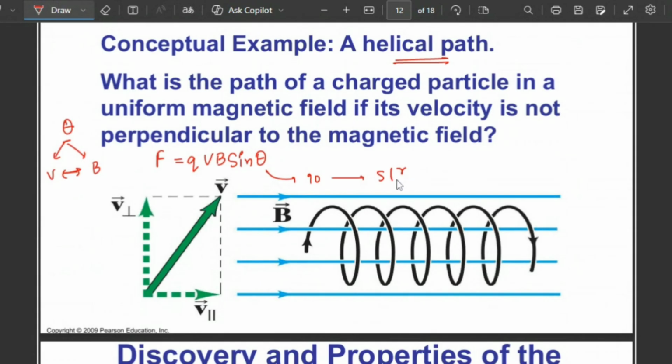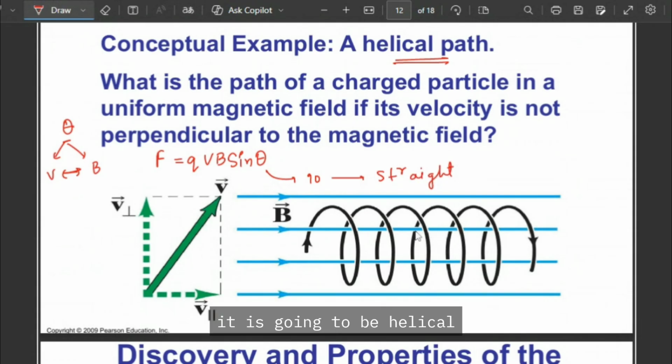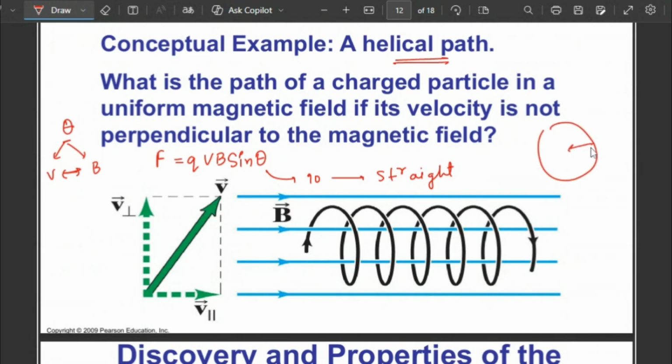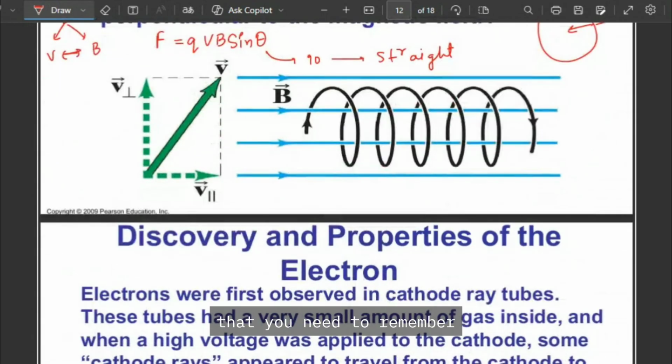But if the angle is something less than 90 degrees, it is going to be helical. Whereas if the forces are properly balanced, it must go in a circular path. So these are the conditions that you need to remember.